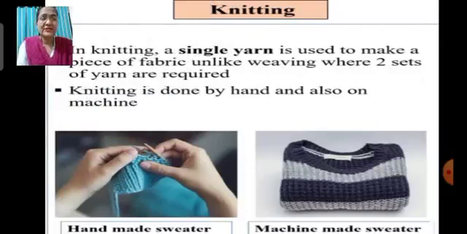Now we'll see knitting. In knitting, a single yarn is used to make a piece of fabric. Unlike weaving, where two sets of yarns are required. Knitting is done by hand and also on machines. Here I have shown you the images of a handmade sweater and machine-made sweaters.